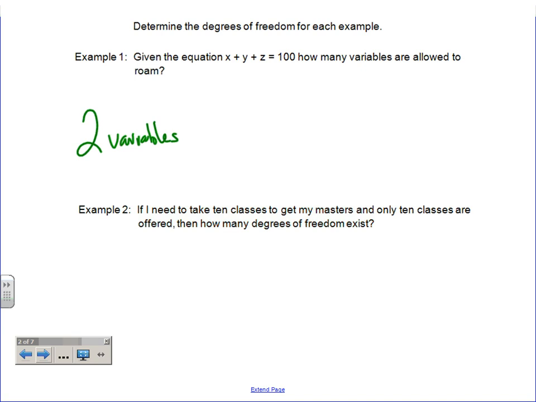And so for this one, the degrees of freedom, which is abbreviated df a lot of times, as you saw in the definition, degrees of freedom for that particular problem is 2. Two of the values can be whatever they want.